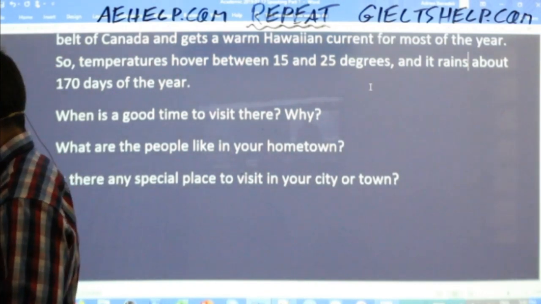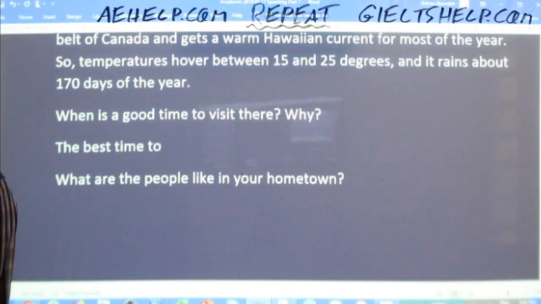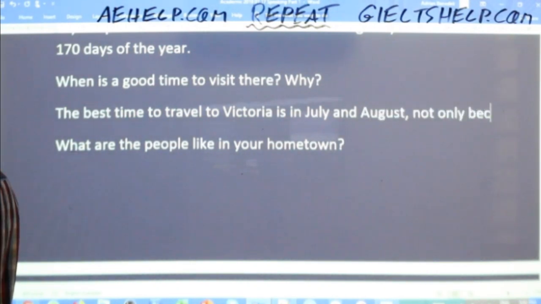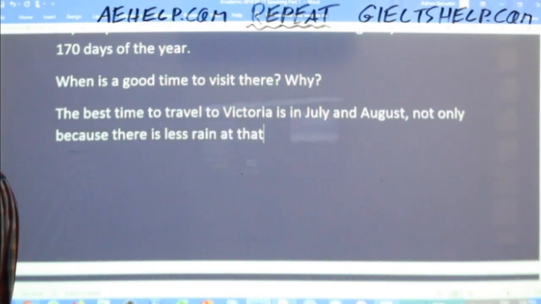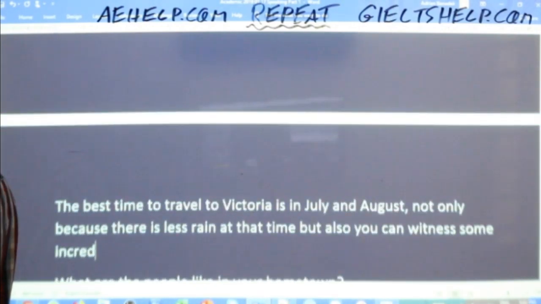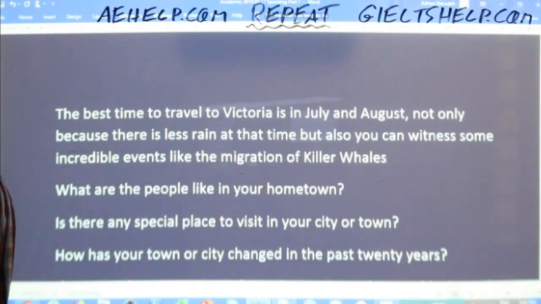So, when is a good time to visit there? The best time to travel to Victoria is in July and August. Not only because there is less rain at that time, but also you can witness some incredible events like the migration of killer whales. All right. So there's my answer.